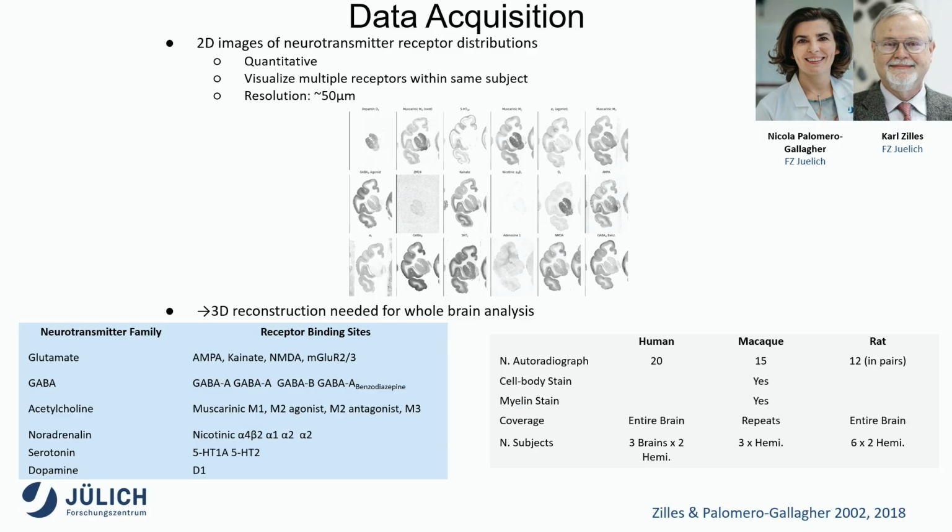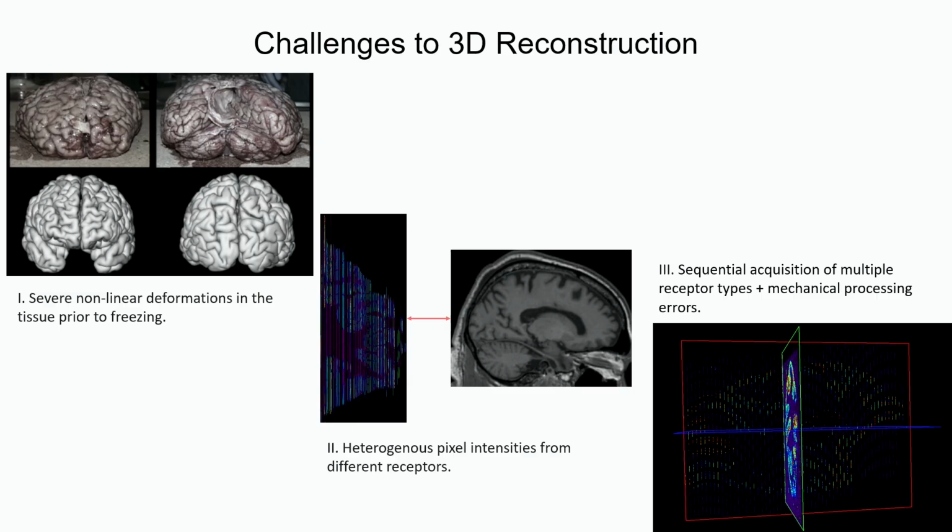So the datasets cover many different neurotransmitter families, and similar datasets have been acquired in human, macaque and rat, although today we're going to talk about the macaque. You can see this data is in 2D, and we'd like to be able to do 3D whole brain analysis with it. So there's a big challenge to getting this data in 2D back into its original 3D spatial embedding. There are a lot of challenges related to that. If I'm starting to get gray hairs, it's partly due to these challenges.